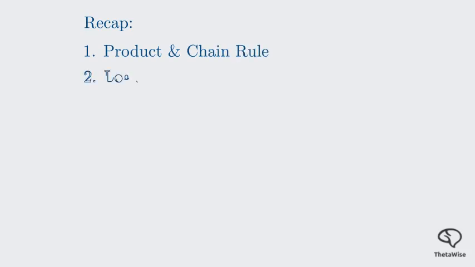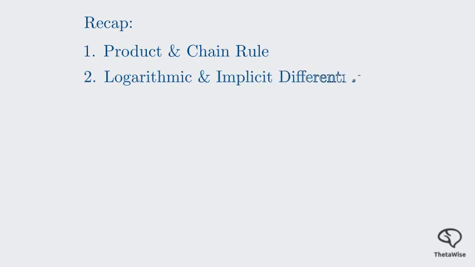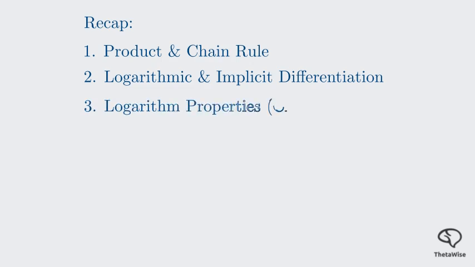Let's quickly recap what we've learned today. We started with a complex trigonometric and algebraic expression, showing how the product and chain rules work together. We then explored the power of logarithmic and implicit differentiation for equations with variables in the exponents. Finally, we saw how simplifying functions using change of base and logarithm properties can make seemingly daunting problems much easier. I hope this step-by-step tutorial was helpful. The key to mastering these techniques is practice.